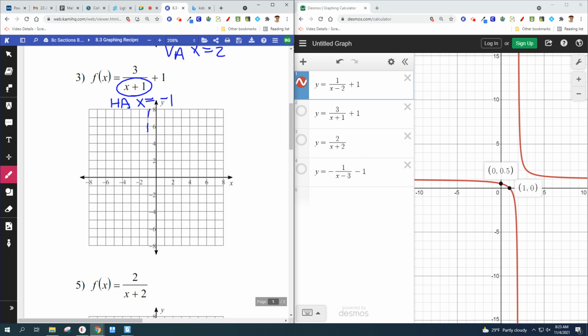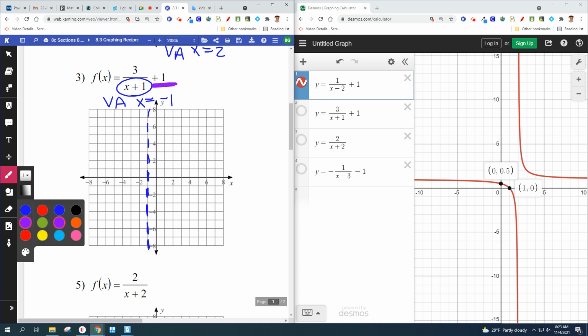So that is, oops, I said horizontal. That's not horizontal, that's vertical. I'm sorry. That's your vertical asymptote. So here, x equals -1. X equals -1. This one is going to be your vertical asymptote. Horizontal asymptote, y equals 1.